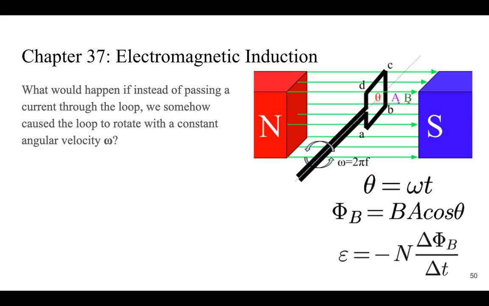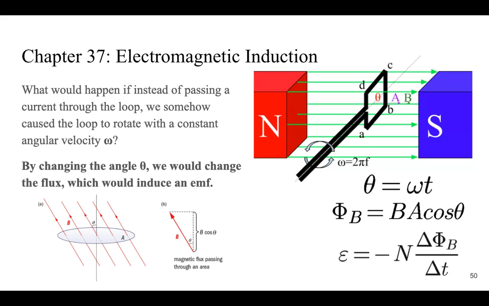So instead of having the stationary wire and then putting a current through it and getting it to turn, what would happen if you weren't putting a current through this loop and instead you started turning the wire? Instead of passing a current through the loop, we somehow cause the loop to rotate with a constant angular velocity omega. So what's going to happen in this case?